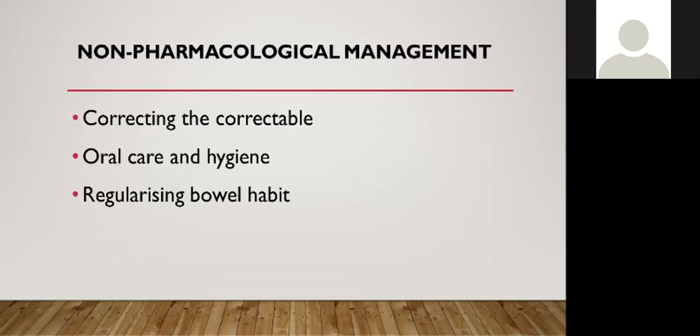What are the non-pharmacological methods? Again, correcting the correctable. Oral care and hygiene is very, very important, and regularize the bowel habit. When you have repeated episodes of vomiting, if you look at the oral condition, the tongue will be coated, very dry, and probably has a foul smell, halitosis. So oral care and hygiene is very important, and also try and regularize the bowel habit.